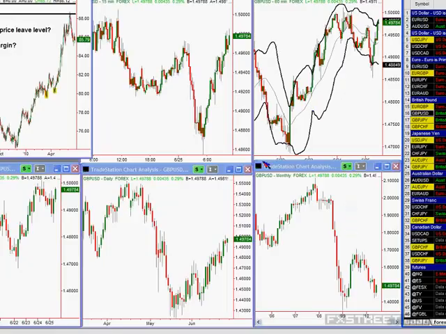All right, let's take a look. Let's blow up this one hour chart here. Now, one thing we always want to do with anything we look at, very quickly, is start with the larger time frame and see where we're at.